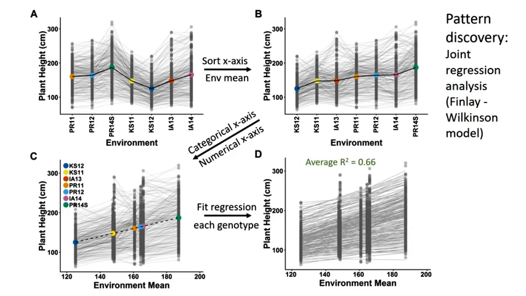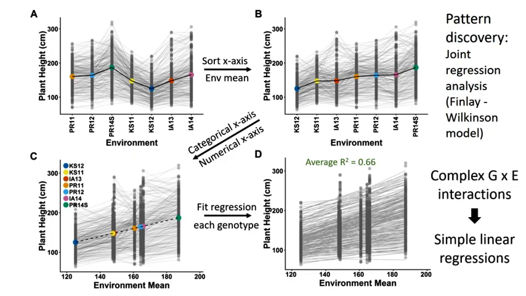Each individual shows an R square of 0.66, which means the majority of genotypes fit well to the regression line. So from A to D, we have unraveled this complex G by E interaction into simple linear regressions. And with this simpler model, it is a lot easier to do modeling and then to do predictions.